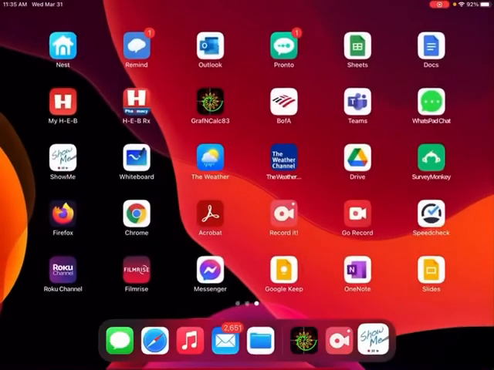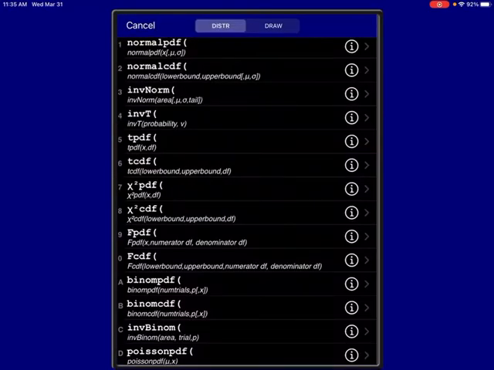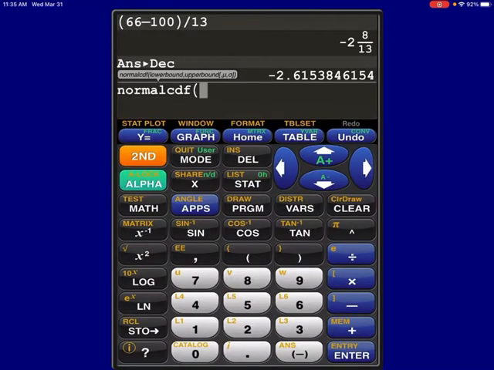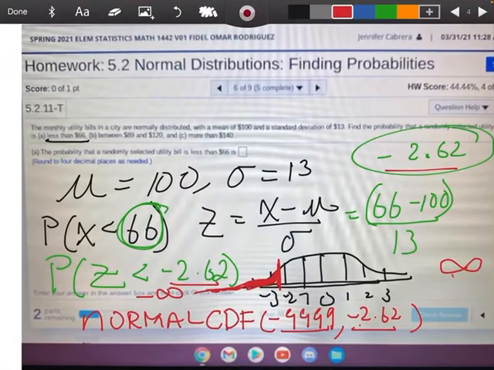So I'm going to do this part on my calculator. I'm going to go second vars. I'm going to go to normal CDF, which is my second one. And we had negative 9999, comma, negative 2.62. Okay. And so my answer here, I believe it says to go to 4 decimal places, is going to be 0.0044. Okay, so my answer for part A is going to be 0.0044. Now, I'm going to do part B.